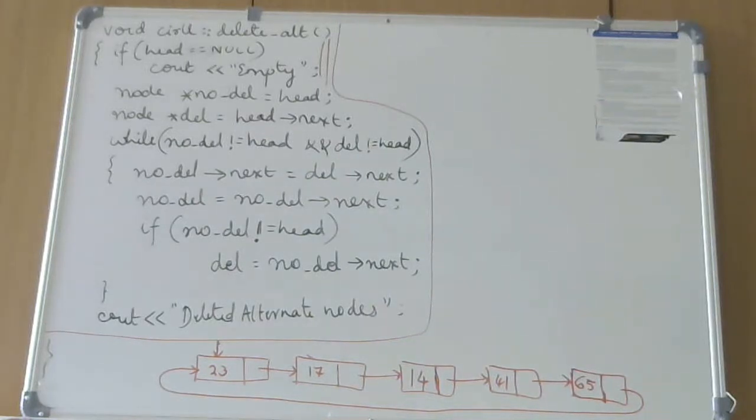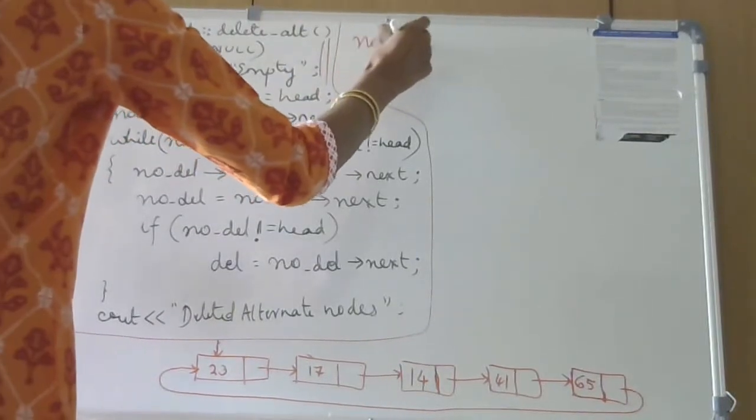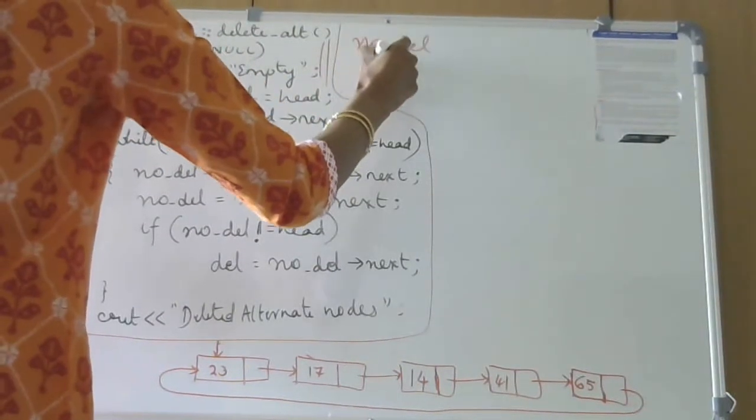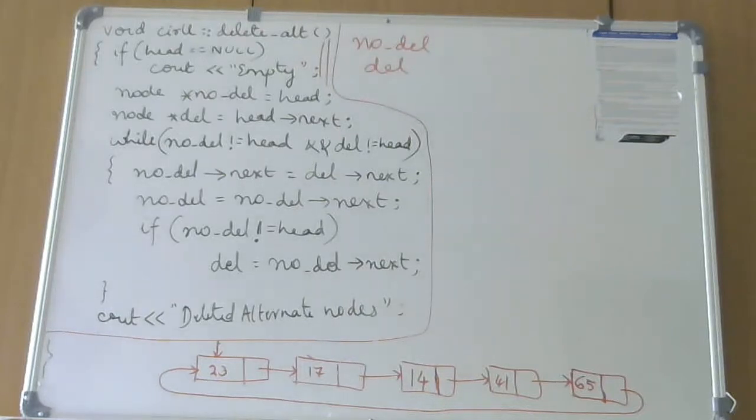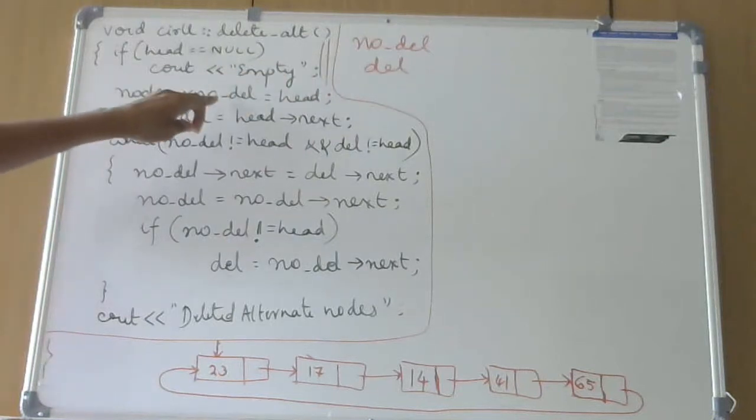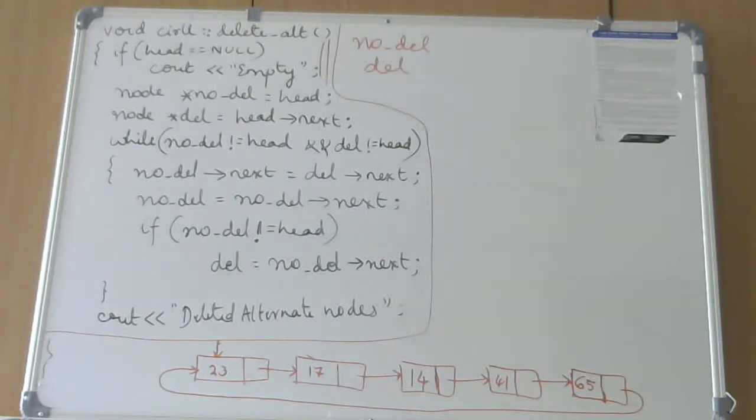If head is equal to null, then it is empty, you can't delete. Alright. Next, I am taking 2 pointers, noDelete and delete. These are the 2 pointers. Just for our own understanding, I am trying to take that. noDelete and delete are the 2 pointers that I have taken here in this code.